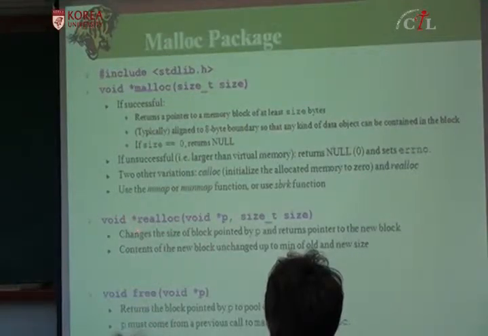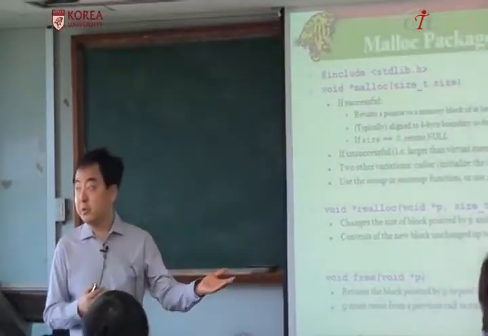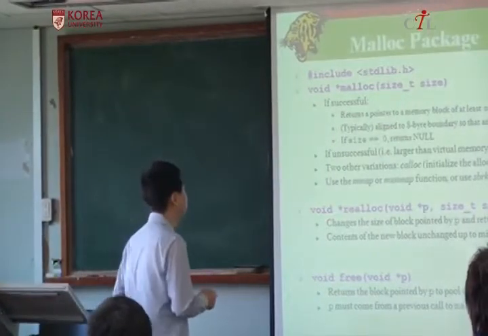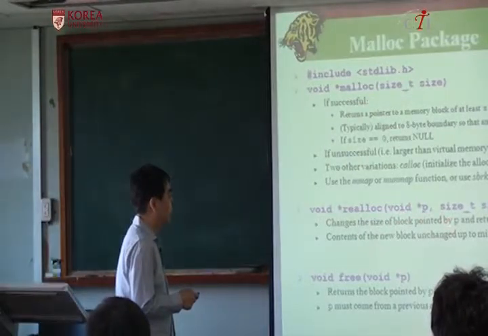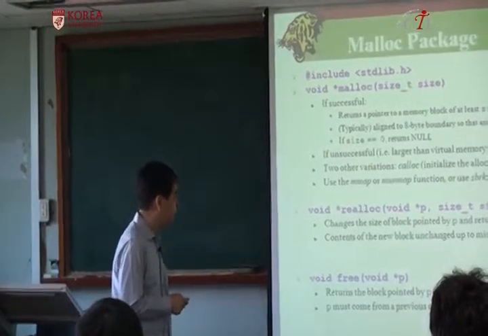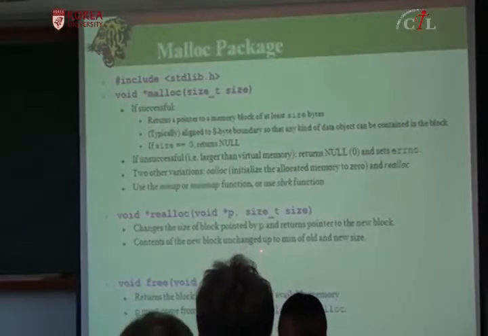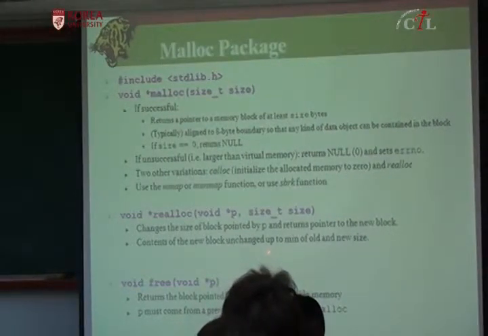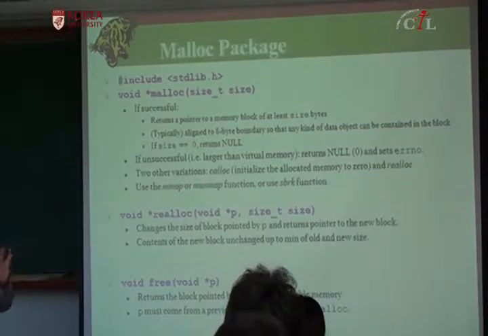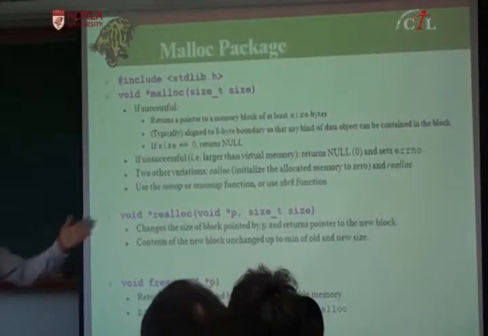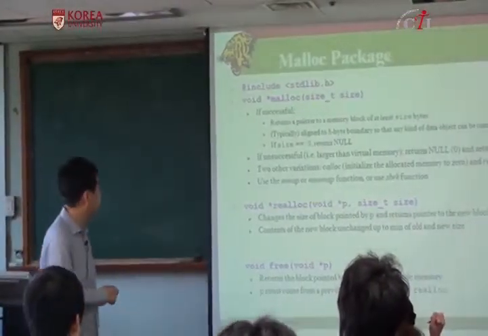Realloc means after the allocation, you can change the size of the object. So you can increase or decrease the size using realloc. It changes the size of the block pointed to by p, and returns the pointer to the new block. If you increase the existing block, the content will remain the same. If you decrease, you remove the rest, but for the smaller size, the content should be the same. That's the meaning of this sentence.